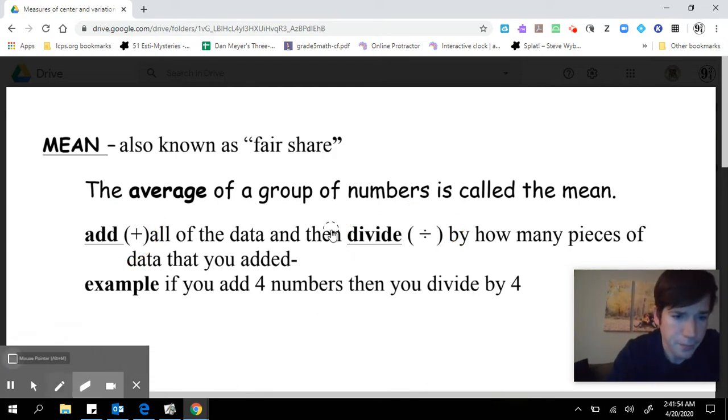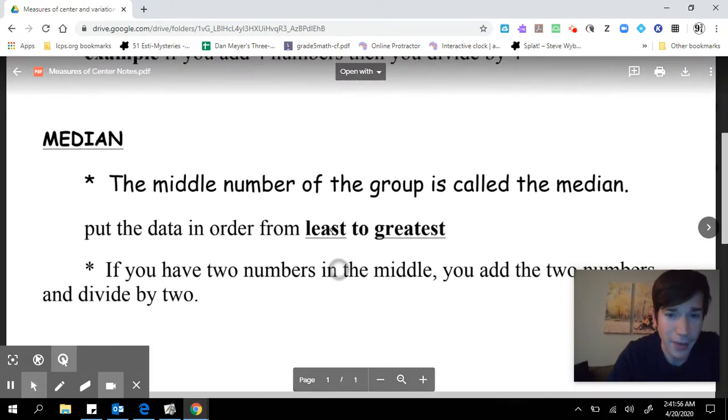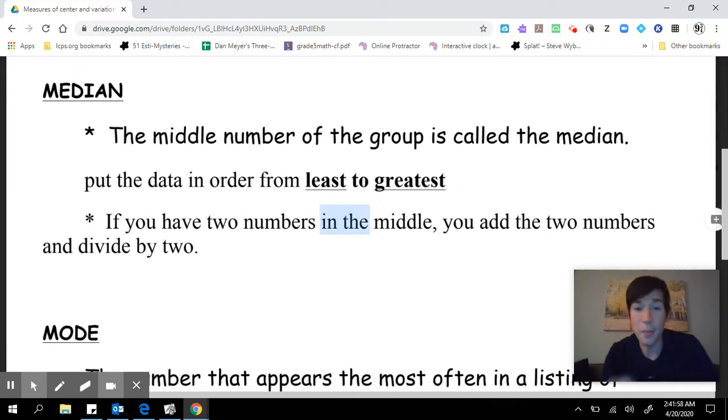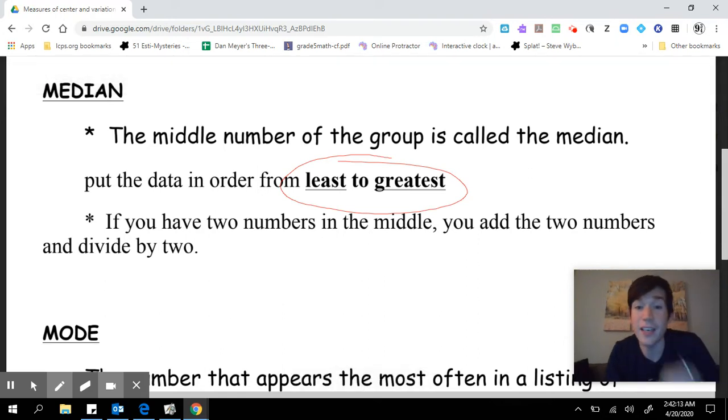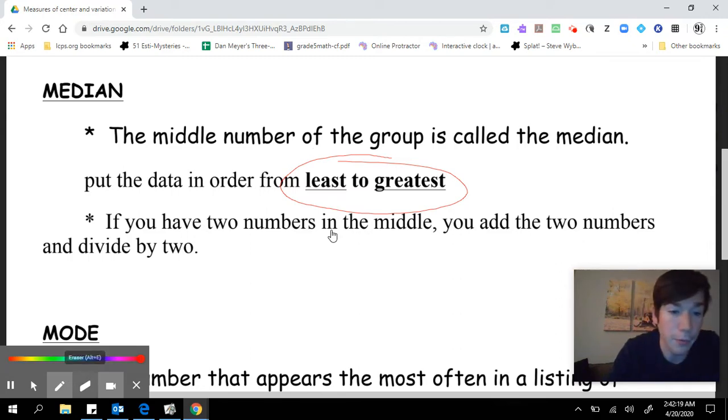All right. The second word we're going to talk about is the median. The median is the number in our data set that's in the very middle. Now, the interesting thing about the median is that we have to have the numbers in order from least to greatest. That's going to be really important so that we can find the middle number.